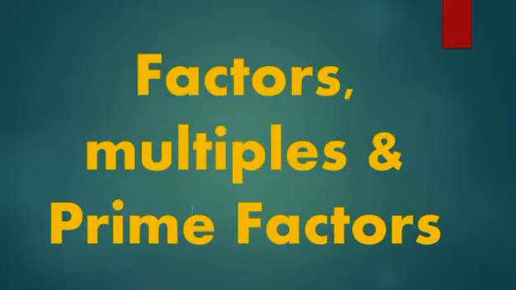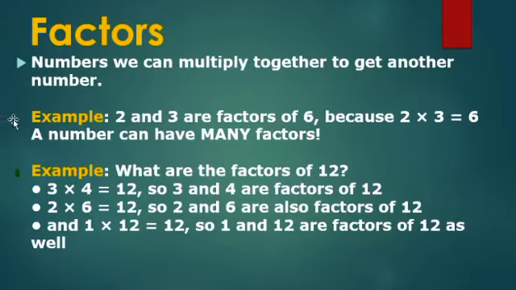Factors, multiples, and prime factors. Now, factors are numbers we can multiply together to get another number. For example, 2 and 3 are factors of 6 because 2 times 3, without remainder, gives the answer 6. A number can have many factors.